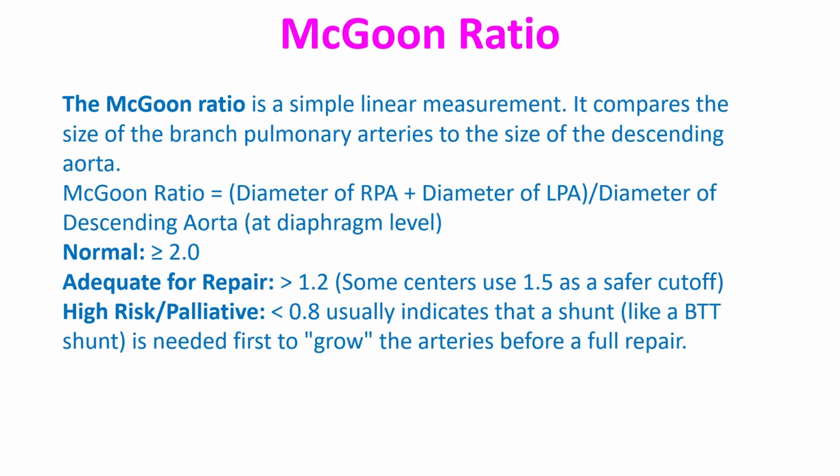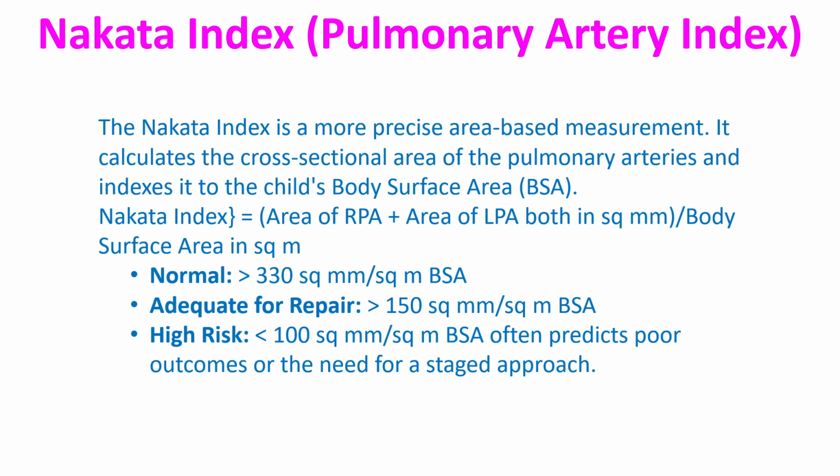And if it is less than 0.8, it usually indicates that a shunt, like a BTT shunt, is needed first to help the pulmonary artery grow before a full repair. The Nakata index is a more precise area-based measurement. It calculates the cross-sectional area of the pulmonary arteries and indexes it to the child's body surface area. Nakata index is equal to area of right pulmonary artery plus area of left pulmonary artery, both in square millimeters, whole divided by body surface area in square meters.